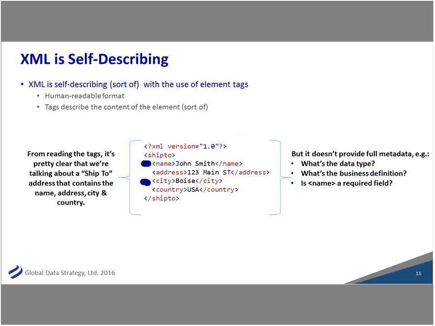Is it a character 10 field? You know, address, is that broken up? Is one a numeric field, et cetera? What's the business definition? What do we mean by name? Is that customer name? Is that the ship to name that might be a gift? What's the business definition of these different fields? Is name required?